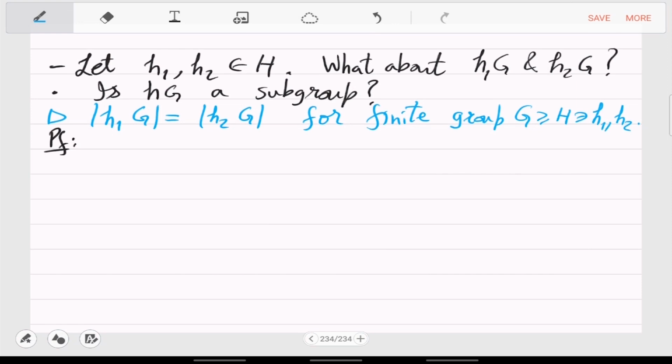So for a finite group G and its subgroup H containing H1 and H2, these two things are always equal. Yeah, that's a good proof. So let's construct that bijection. So an element A here should be sent where? H2 H1 inverse A, right?